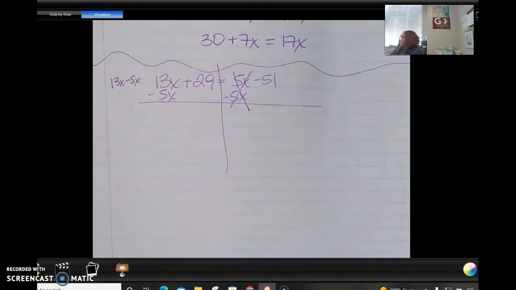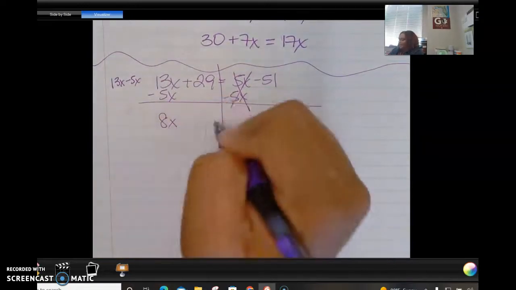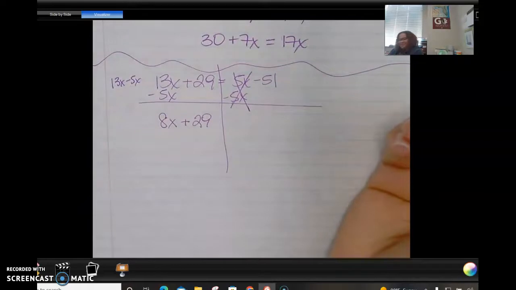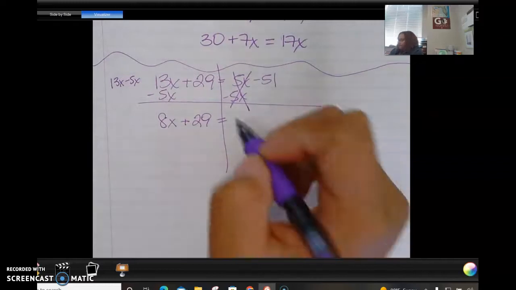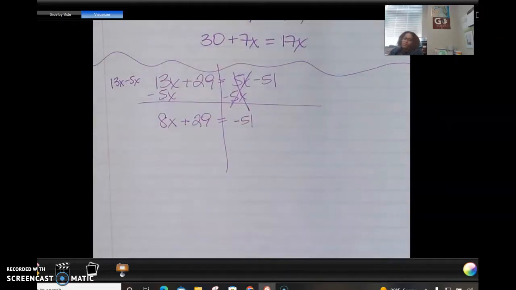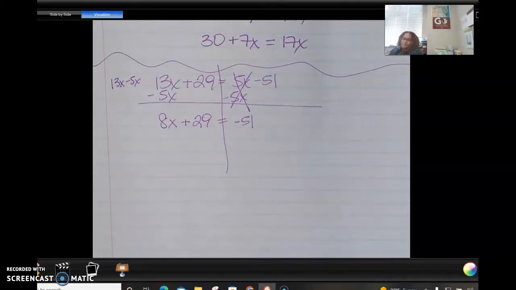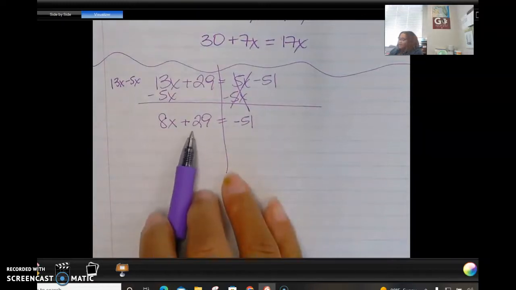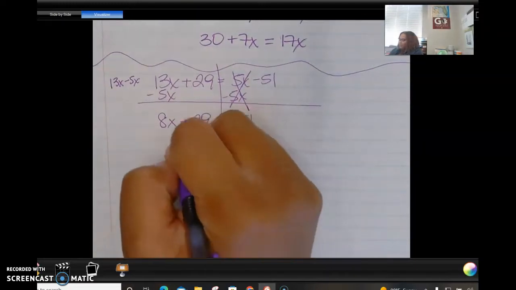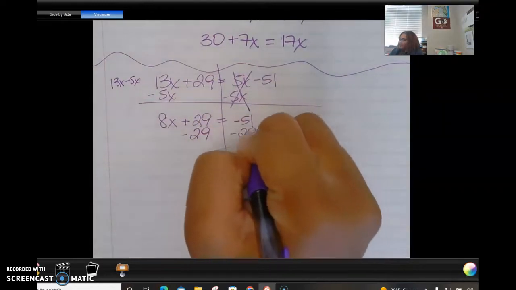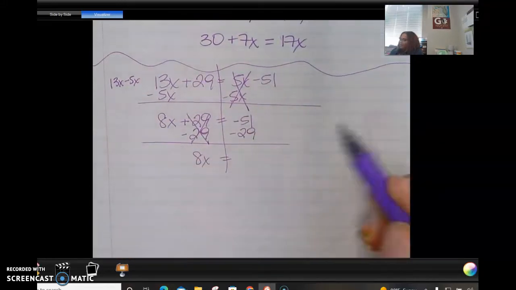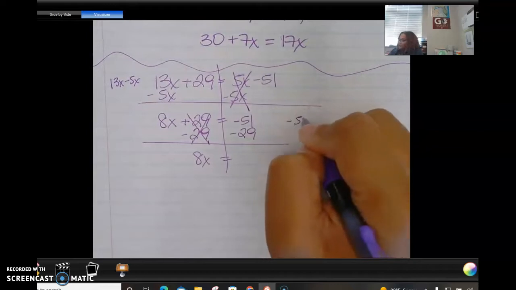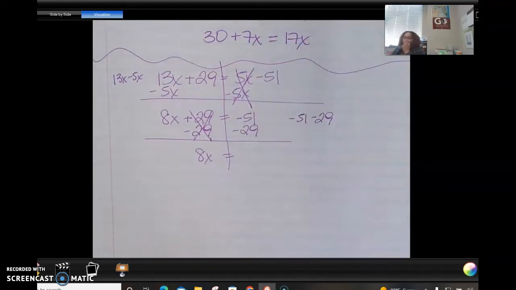Close, in between both of what you said. You said 9, you said 7. In between. 8x plus 29 equals negative 51. Two more steps. What's next? The constant on the left. How do I get rid of the constant? On both sides, minus 29, minus 29. Cancel these out. Bring down my 8x. Negative 51 minus 29 is what goes in my calculator.